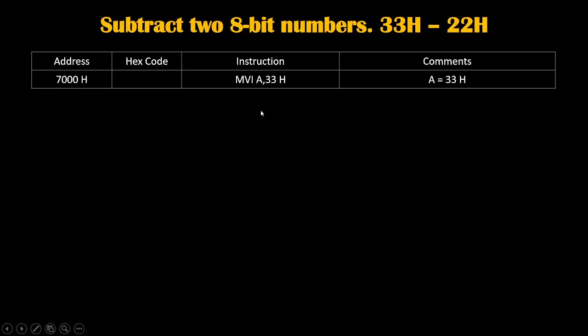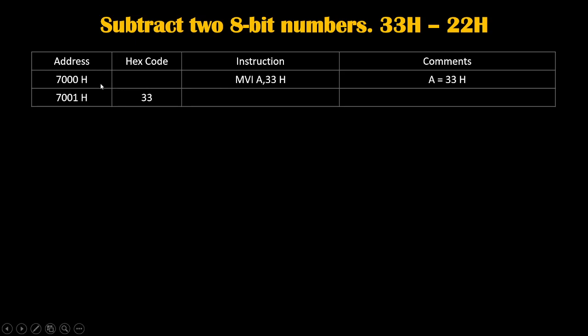Now, MVI A,33H is a 2-byte instruction. That's why it will take two memory locations of our program, 7000 and 7001, where MVI A is the first byte and 33H is the second byte. So at 7000, we will write the hex code of the MVI A instruction and 33 we will write at 7001. So out of these two values, we have taken the first number in the accumulator successfully.